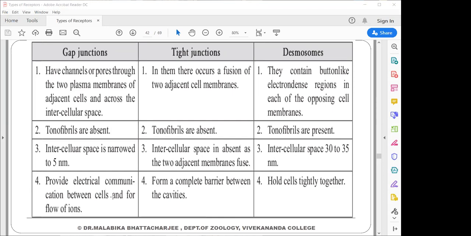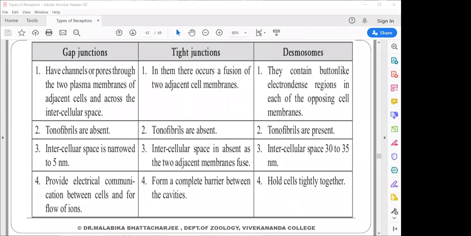And gap junctions provide electrical communication. I gave the example of both brain and heart. Tight junctions are complete barriers. They don't allow anything to pass between them. Desmosomes hold cells together. So this is the basic comparison between the three categories of junction we did today.